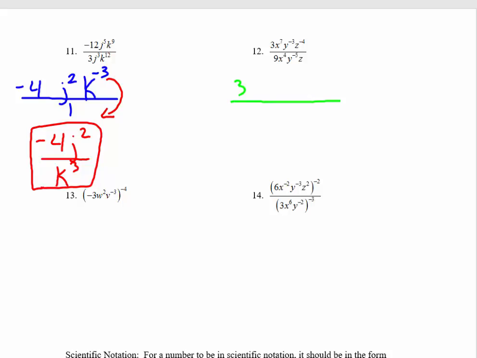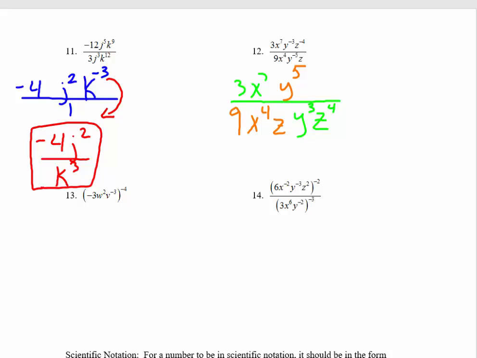The 3 is fine, x to the 7th is fine, but y to the negative 3rd should go down and become a positive y to the positive 3rd. And z to the negative 4th should go down, so we get z to the positive 4. Now looking in the denominator, the 9's fine, the x to the 4th is fine, but y to the 5th should go up because it had a negative exponent. But the z is fine, so the z is going to stay down in the denominator.